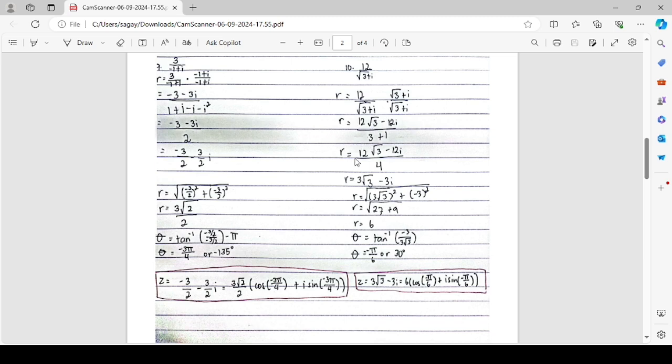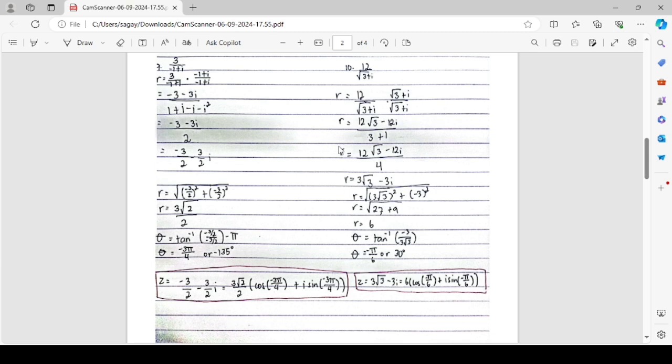We used the denominator and numerator here. We multiplied it, then we get 12 square root of 3 minus 12i over 4. We simplify. We add 3 plus 1 equals 4. Then r is equal to 3 square root of 3 minus 3i. This is our value for x and y.